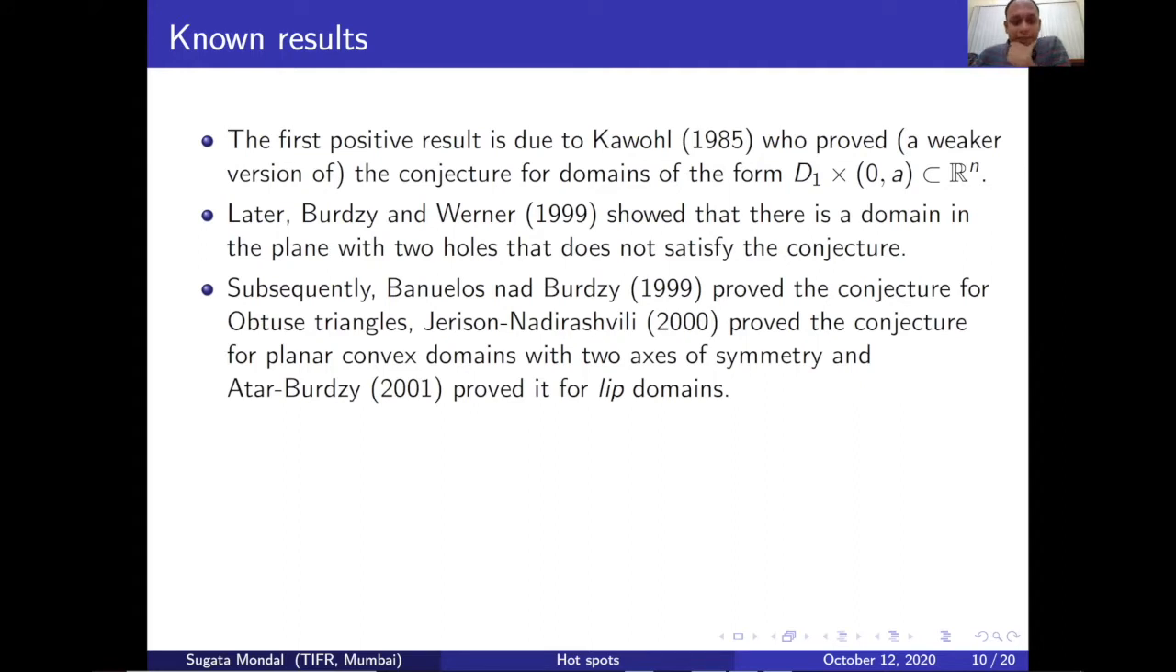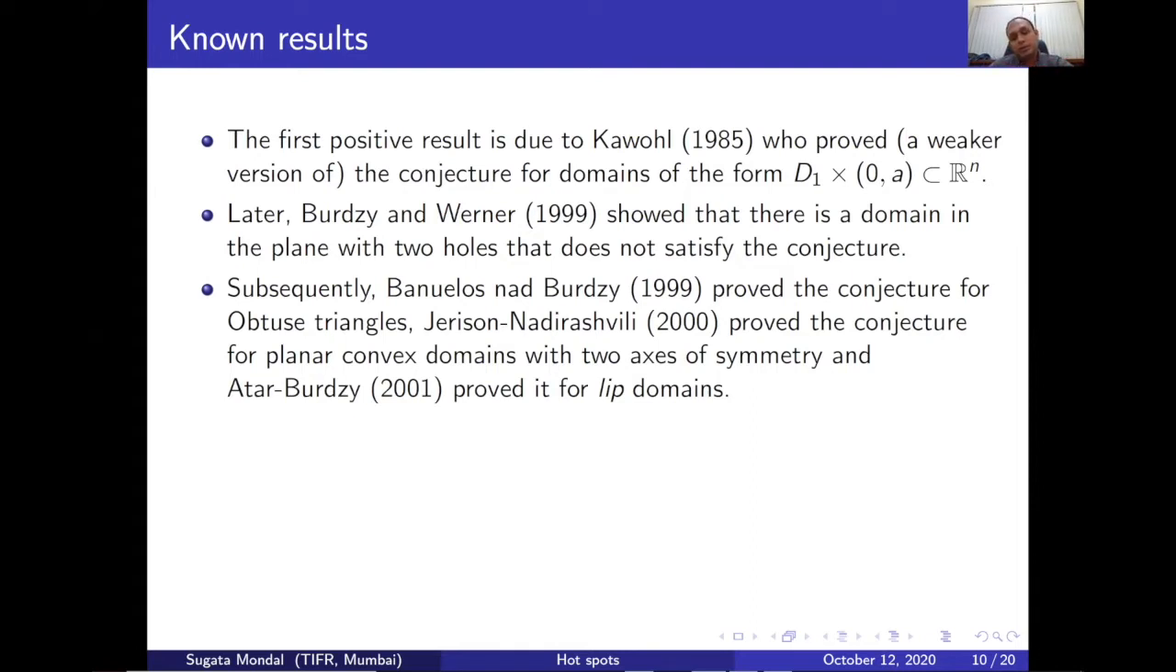Now, subsequently, in 1999, Bañuelos and Burdzy proved the conjecture for obtuse triangles. Obtuse triangles are probably the main focus of the paper, but they actually proved the conjecture for sufficiently flat domains, and obtuse triangles are special cases of those domains. And in 2000, Jerison and Nadirashvili proved the conjecture for planar convex domains with two axes of symmetry. And a year later, Atar and Burdzy proved it for lip domains.